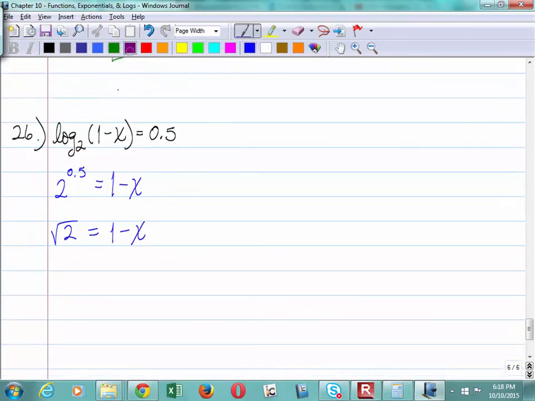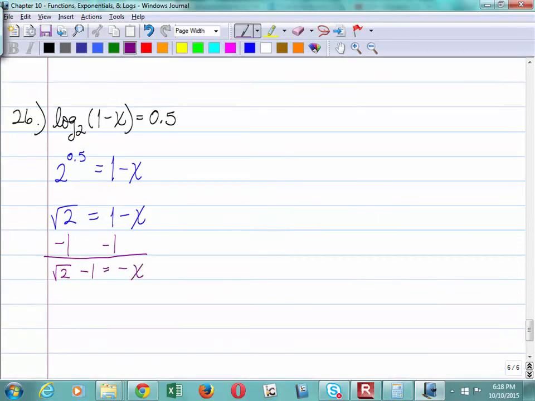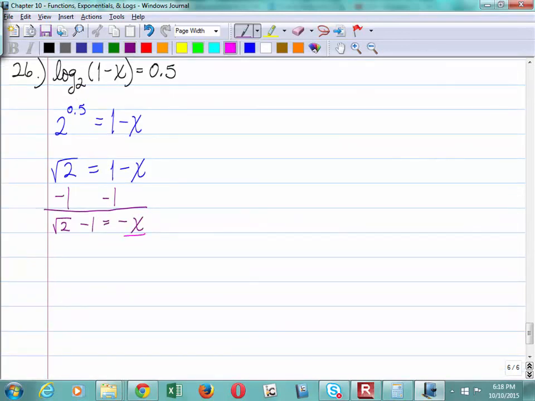So then you could just subtract 1 from both sides, and it would be the square root of 2 minus 1 equals negative x. Then you would just divide both sides by negative 1, so that would be negative square root of 2 plus 1 equals x. Or you could also say 1 minus the square root of 2 equals x.